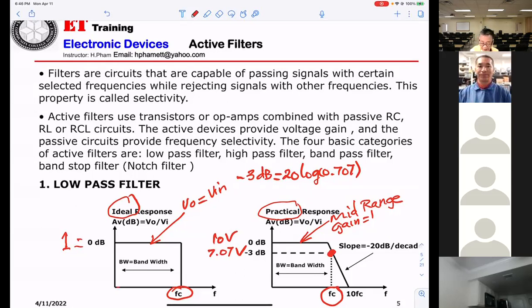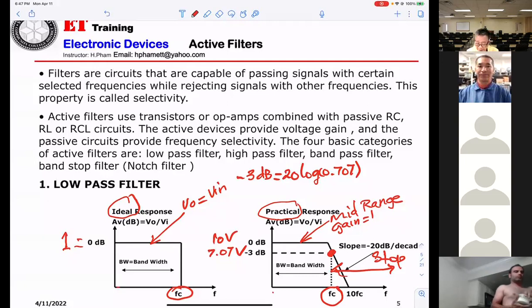But after the cutoff, they call it the stop band. They don't want it anymore. They only allow the signal to transmit from 0 up to FC only. After the cutoff, they don't want any more.